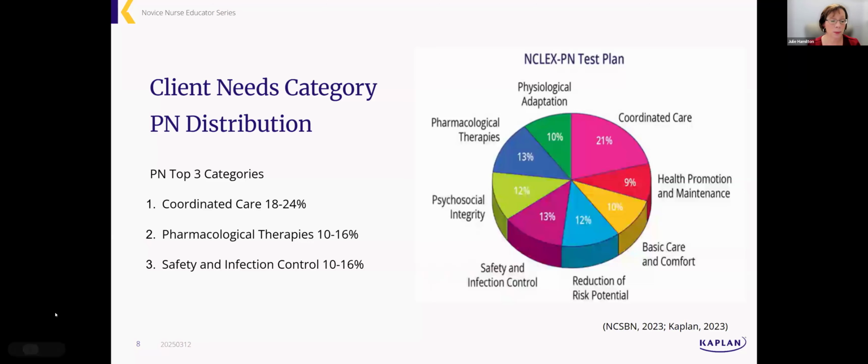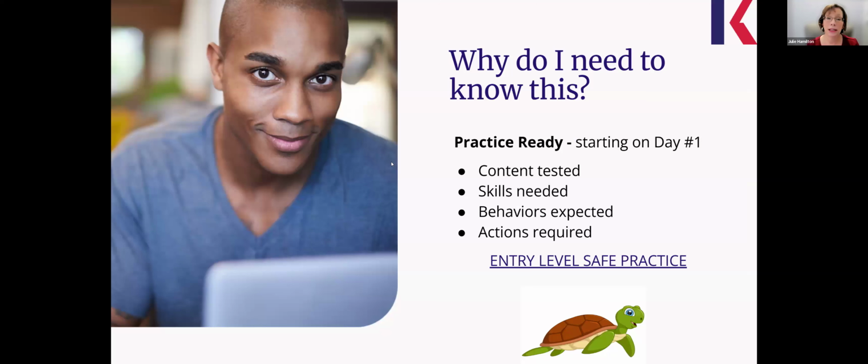So this is important information that we need to know as we're educating those RN students and those PN students. Why do you need to know this? This is a lot of information, Julie. A lot of you are thinking, well, I'm not teaching leadership or the capstone course, so I don't need to worry about this unless I'm teaching that.